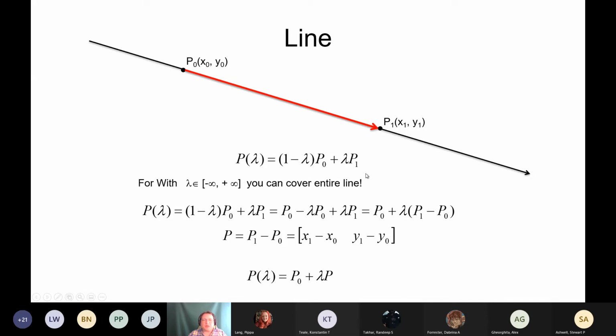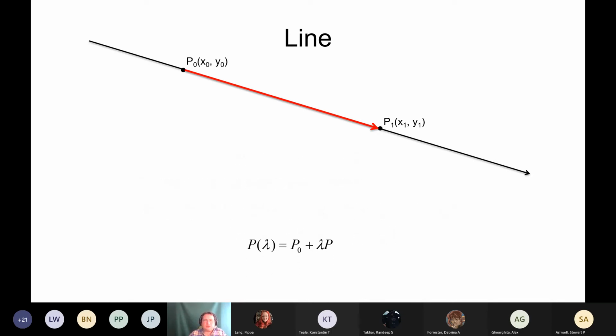This is the formula from which we started, and this is the equivalent formula. It's just a mathematical transformation of this formula, and we get something like this. This formula tells that P lambda, so any point on the line, can be given from p0, and p0 is one point through which this line crosses, plus lambda times p, and p is a vector which shows the direction of the line.